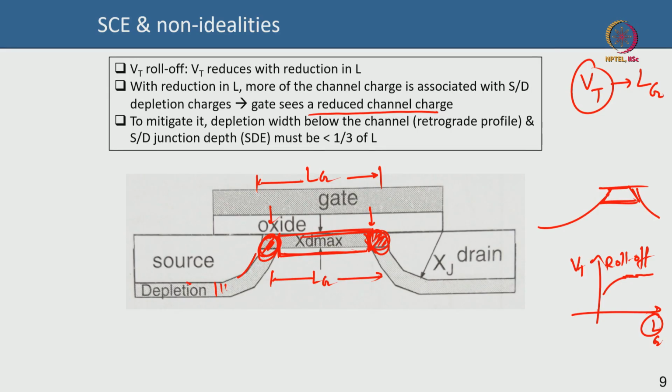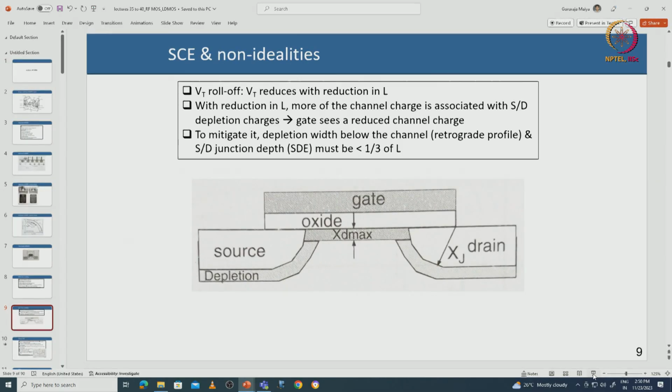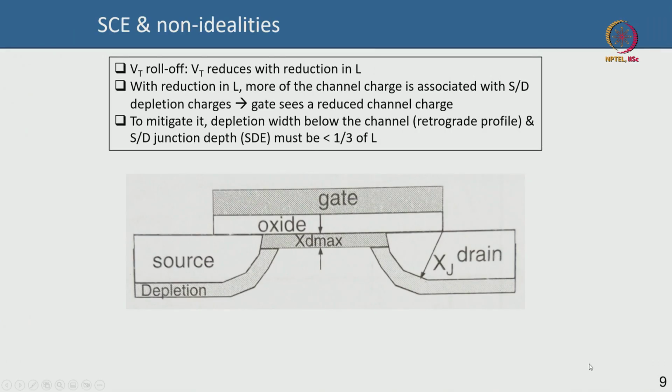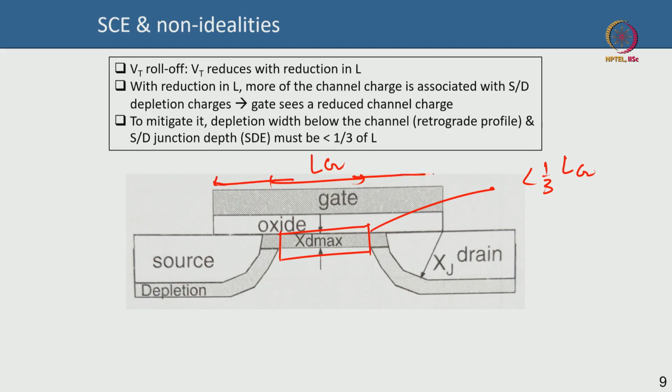So to mitigate it, there are two things that people do. One is that the depletion width below the channel, this part, has to be less than 1 by 3 of Lg, if this is your Lg. Okay. I mean that is your electrical length, actually the physical length is this. So it has to be less than 1 by 3 of Lg. So it has to be less than the physical length of gate.